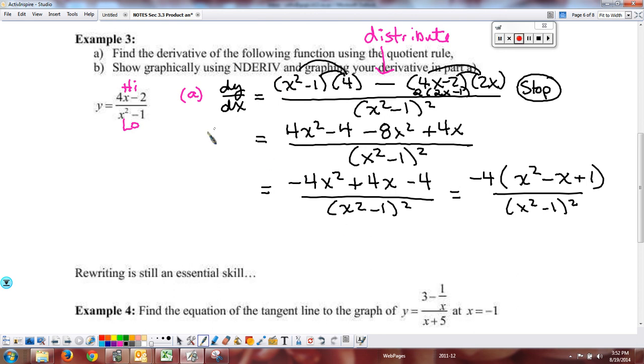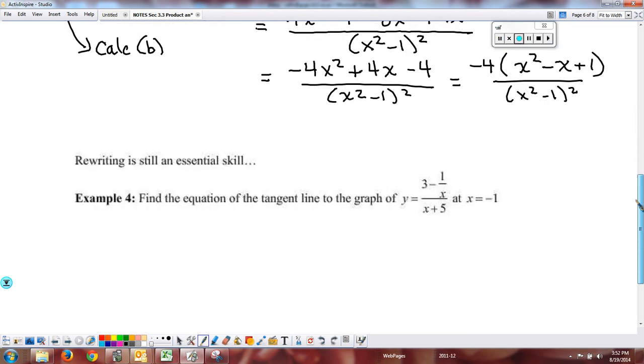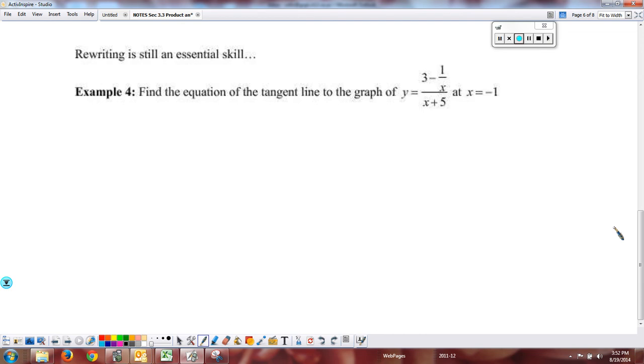Okay? And I'm going to leave you to show graphically the B. So I'm going to leave you to do the calculator and part B on your own, because that's going to be fairly straightforward. All right, so example 4. Let's take a look at that one.